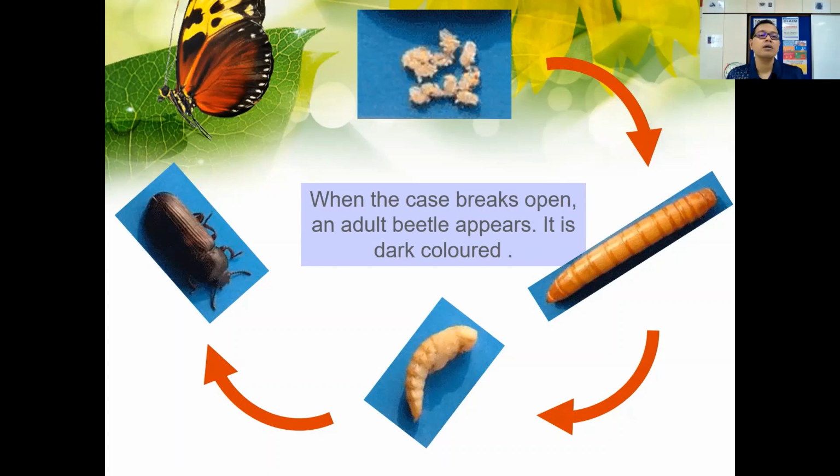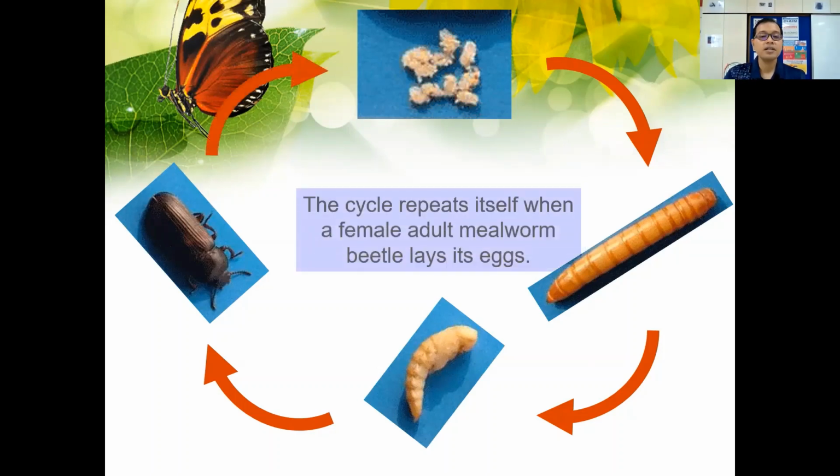Okay, so my apologies for those who did not get to see their mealworms develop into a beetle. Okay, but you can source out for them, and you can get them on your own, and you can try it again. Okay, yeah. Of course, research is always important. You may want to find out a little bit more on how the mealworm can actually grow healthy, and sometimes they grow very well. Yep. Now, the cycle repeats itself when the female adult mealworm beetle lays its eggs. Okay, and the cycle will continue again.